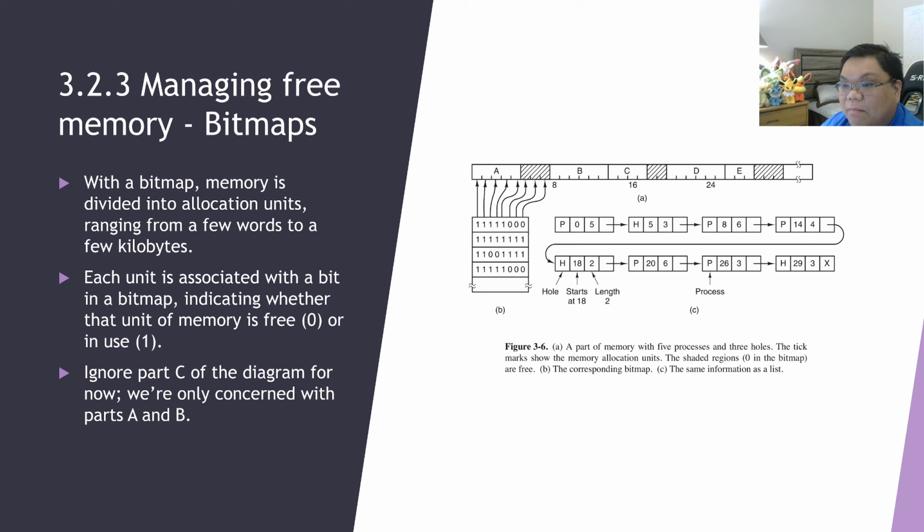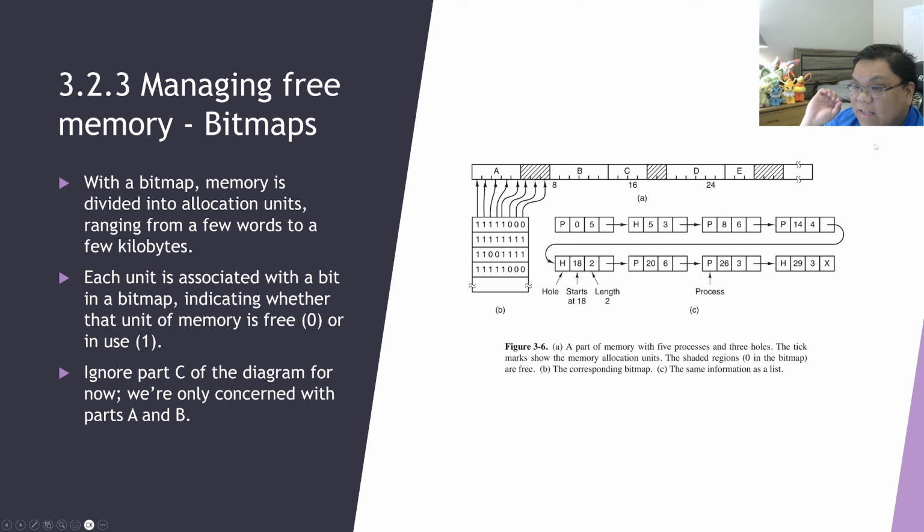you divide memory into allocation units. Let's just say that each unit is like 1 kilobyte of memory. So if we make the assumption that 1 unit is 1 kilobyte, then process A takes 5 contiguous kilobytes of memory, and then there's like 3 blocks of free space. Then B takes 6 kilobytes of memory, C takes up 4 kilobytes of memory, and then there's 2 blocks of free space. D is 6 blocks, E is 3 blocks, and there's 3 empty blocks after that.